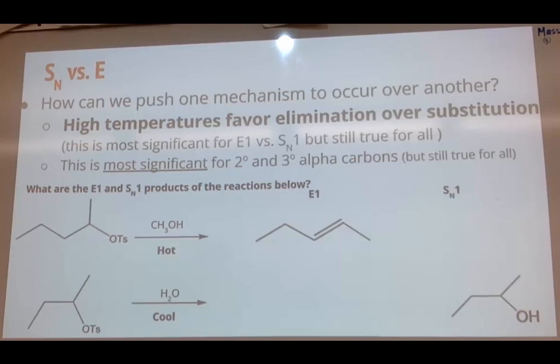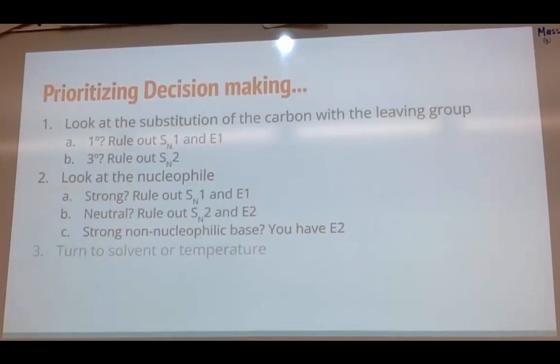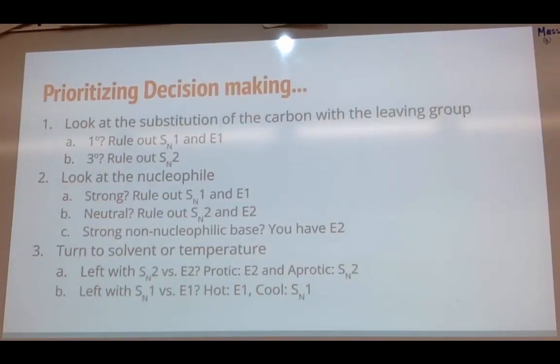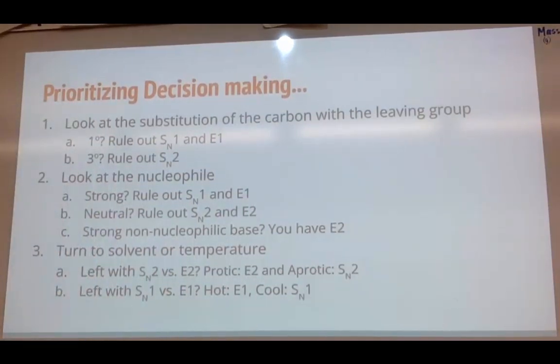So we just have to make sure that we can identify protic versus aprotic, and then just pay attention to the temperature. Now, when we're looking at decision making, I'm going to try to put all these up so we can just talk through them. As we go through, we're going to work out what reactions could potentially work and what reactions could never work. And so this is how we're going to prioritize our decision making as we go through each type of question.